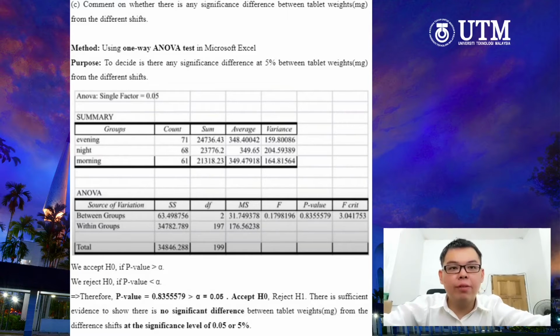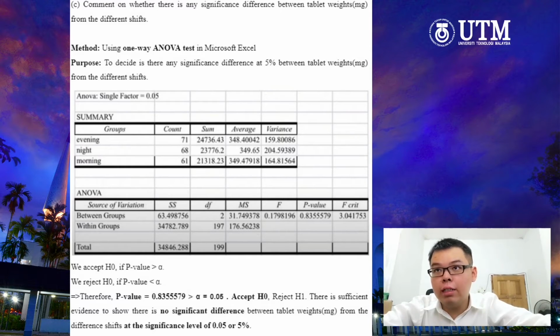Hi, I'm Lim Sun Wei from Group C, and now to present my part. For part C, we need to determine whether there is any significant difference between tablet weights in mg from the different shifts. The method we are using is a one-way ANOVA test using Microsoft Excel. The purpose is to decide whether there is any significant difference at 5% between tablet weights from the different shifts.